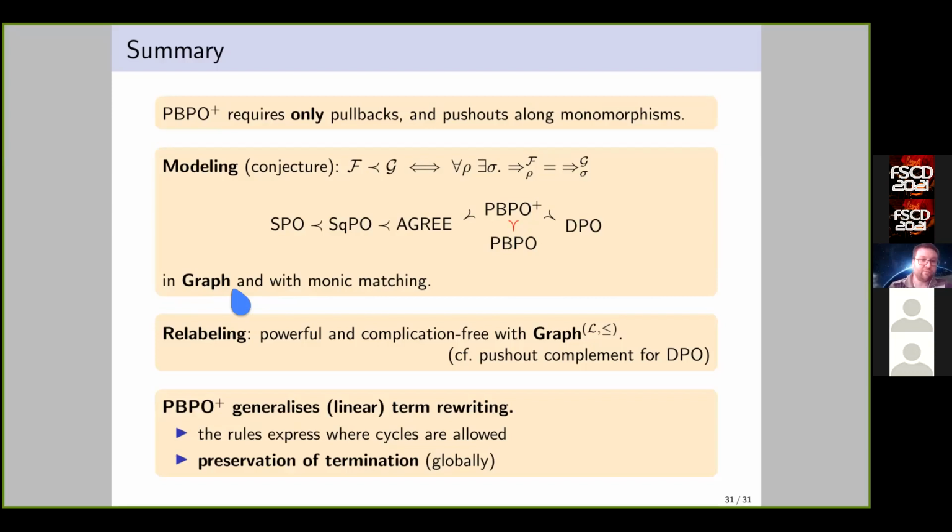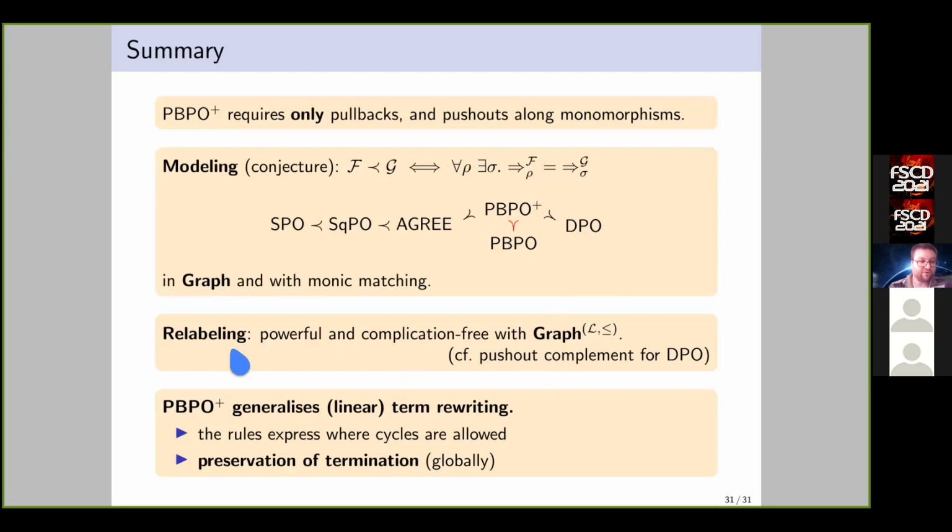But formulating this on the most general level possible is difficult because all these frameworks have different assumptions about the categories that they work in. So for instance, the category graph less equal that we've seen is not a topos. So we still are looking for a nice general formulation where this subsumption holds. But we think that it holds in almost all categories.